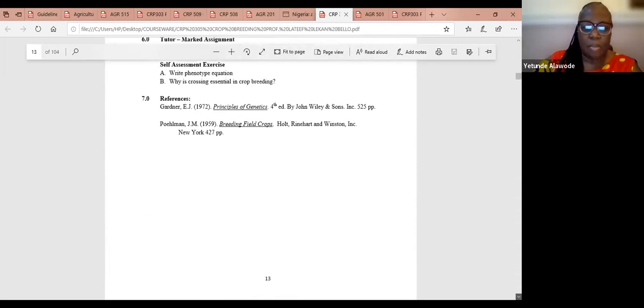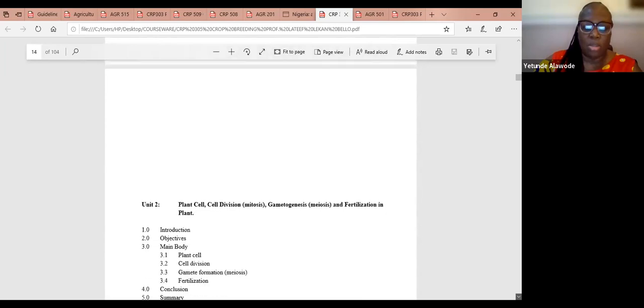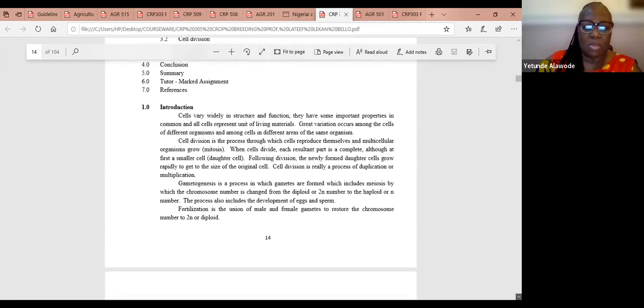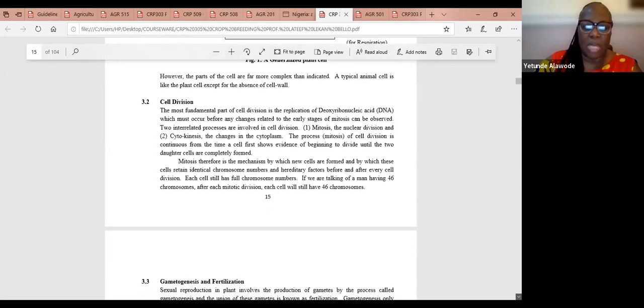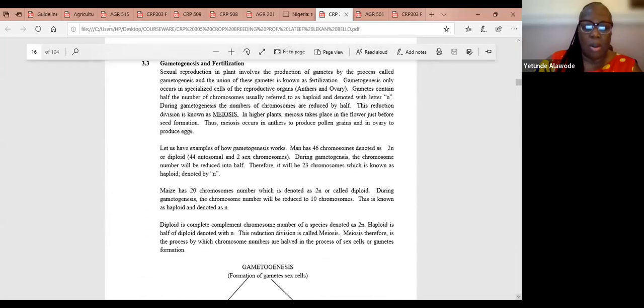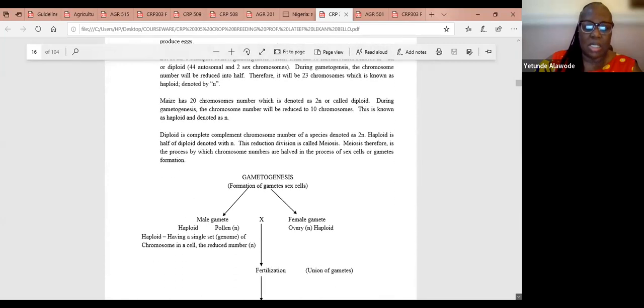Then we moved on to cell division, meiosis, mitosis. We talked about the differences between mitosis and meiosis, gametogenesis, fertilization.